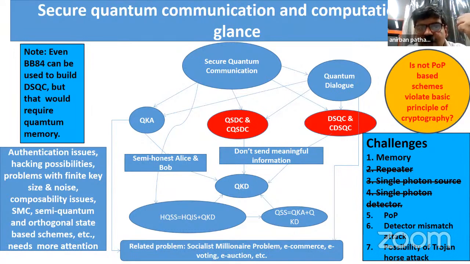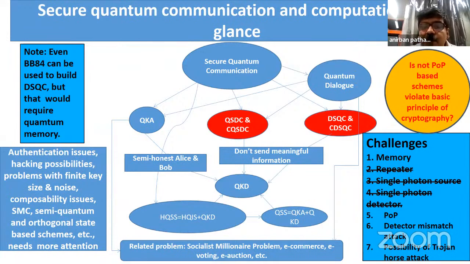Like there is something called quantum secure direct communication, where we don't generate a key, rather we send a message directly, a direct secure communication. That has two kinds of nature, one called DSQC, one called QSDC. And then there is a controlled version of that, where a third party comes. Usually Alice and Bob communicate, and the third party controls. Only when the third party allows will Alice and Bob be able to communicate.